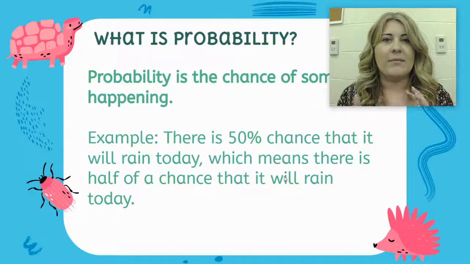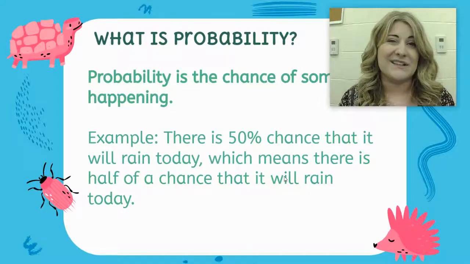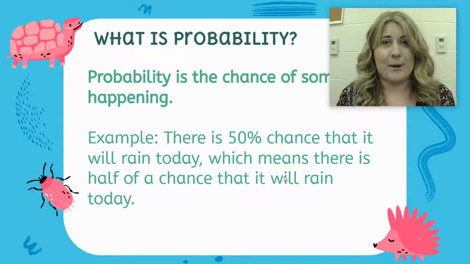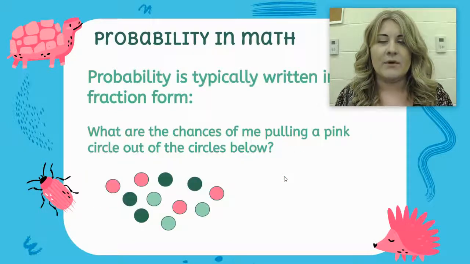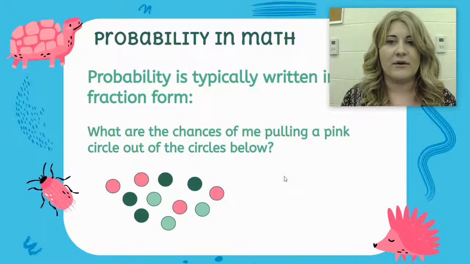So typically, probability is just what might happen, what might not happen. It sounds like the word probably, and that means something that probably might happen or probably not. So probability is figuring out the chances of that. When we use probability in math, we are looking at a fraction form. We're going to write our probability outcomes in a fraction form.